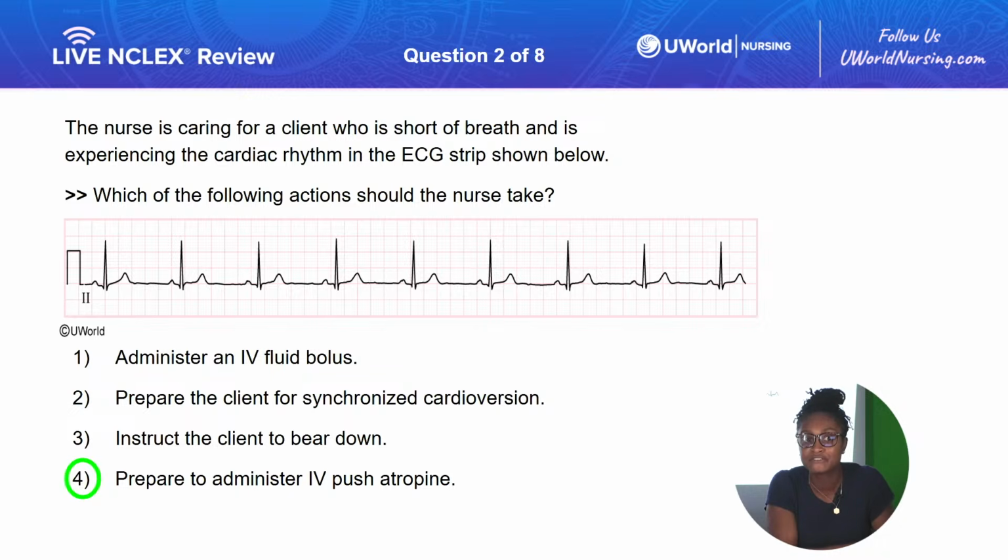Option 2, prepare for synchronized cardioversion. Again, something to slow the heart rate down based off of what rate that we want. And then option 3, instruct the client to bear down. This is that vagal maneuver that pushes down on that vagal nerve to slow down the heart rate. Those are all things to decrease the heart rate, but we want to increase the heart rate in this case, which is atropine. I always think of the AT in atropine as add and plus, so we're adding to the heart rate. So you guys did pretty good.